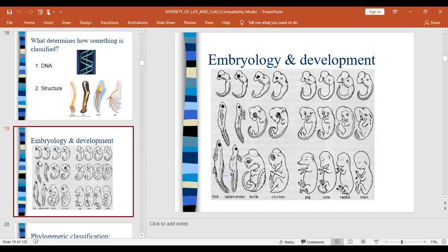Now, when you look at all those arrangements, it is showing you that there is an evolutionary line of development in which these organisms go. But then they keep on deviating until they reach the species that they are. So that is what we call embryology. Embryology talks about the science of what?